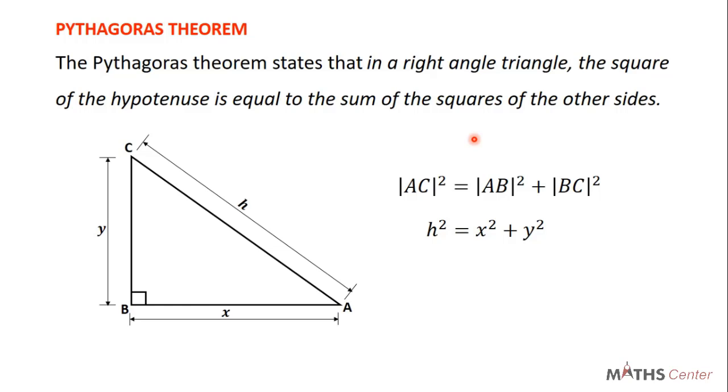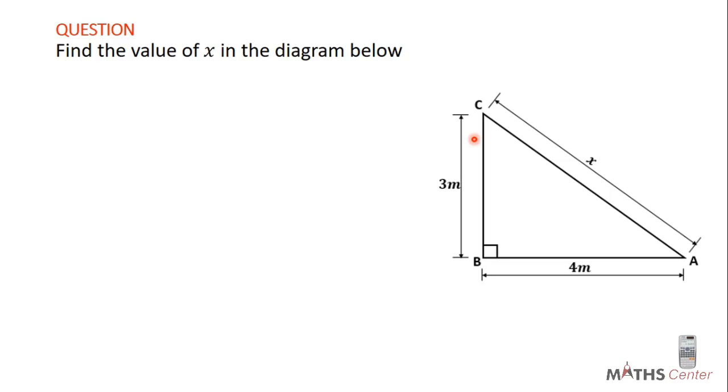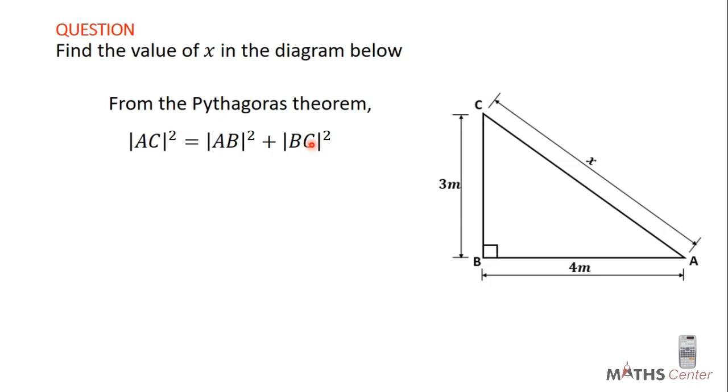Let's use what you've learned here to solve some questions. The first question, find the value of x in the diagram below. So here, the length AB is 4 meters, the length BC is 3 meters, and we are looking for the length AC. Remember, AC is the hypotenuse because it's the side facing the right angle, or it is the longest side. We know from the Pythagoras theorem that for this diagram, AC squared is equal to AB squared plus BC squared. We are looking for AC, and AC is x.